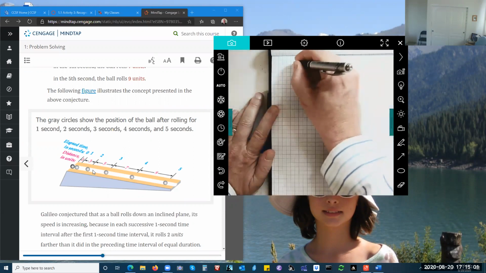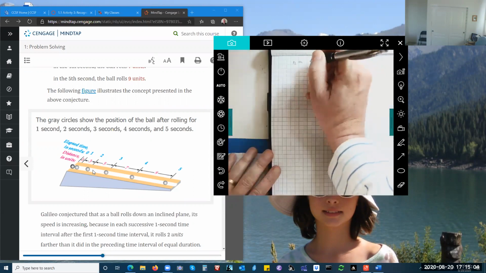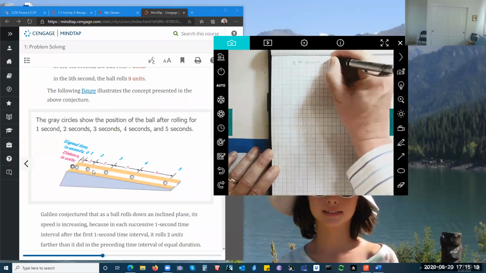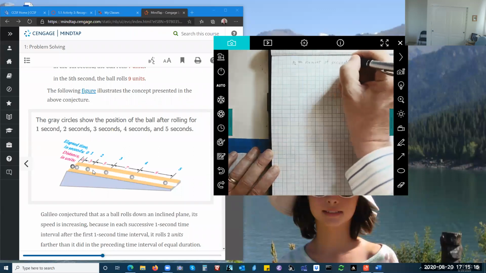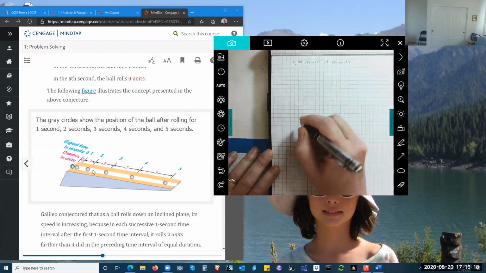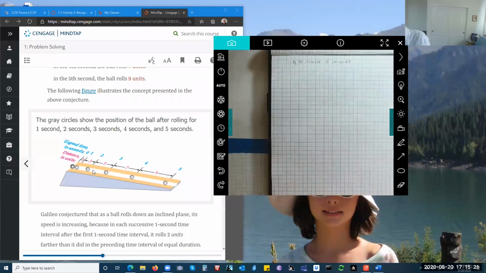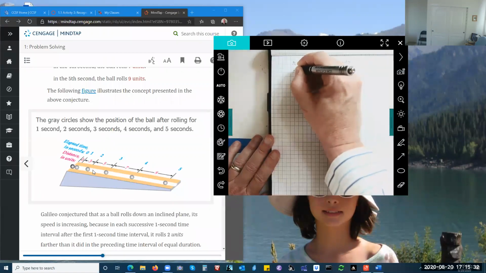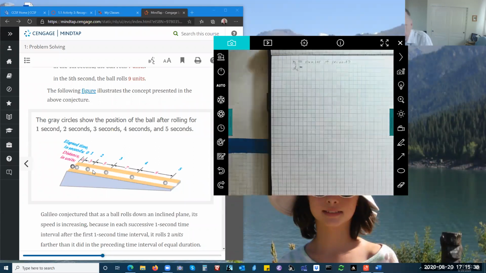So n is going to be the number of seconds. Okay. And, well, I could use a different letter. Well, let's use D for the distance. d_n is the distance traveled after n seconds.